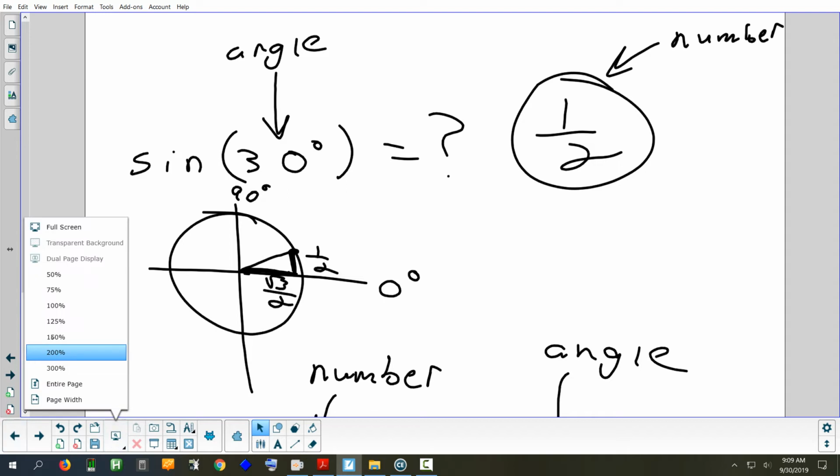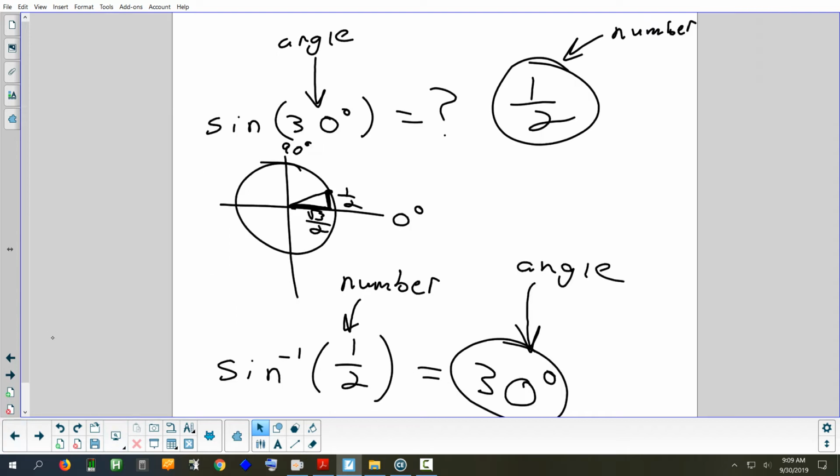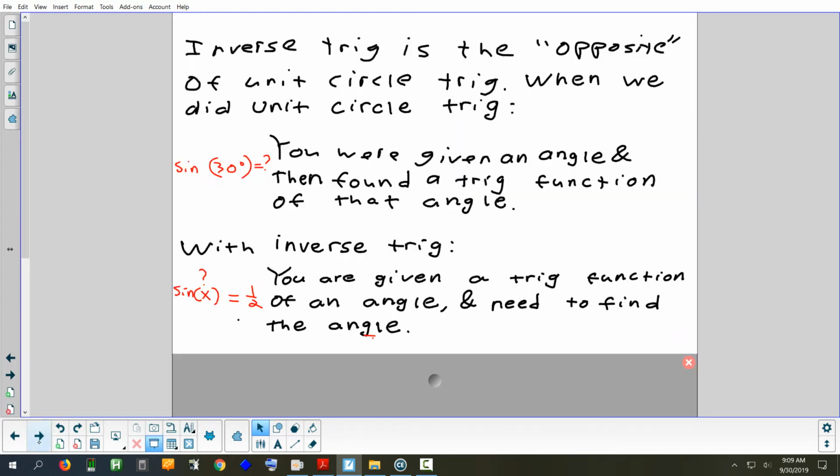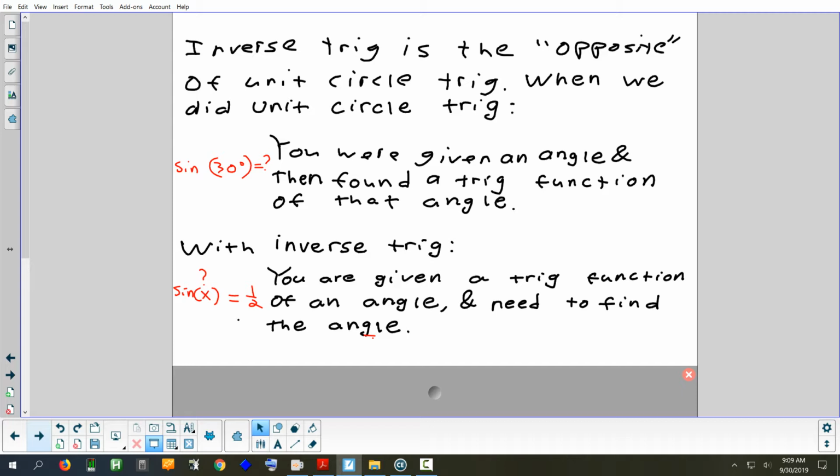Okay, so I'm going to summarize what I just showed you, but I'm going to write it out in a sentence. Last week, I gave you an angle, you plugged it into a trig function and gave me the number. This week, it's reversed. I'll give you the number, you plug it into an inverse trig function, and tell me the angle. So anytime we're doing an inverse trig problem, the answer equals an angle. That's what you're solving for. I write that out right here. So inverse trig is the opposite of what we did last week.